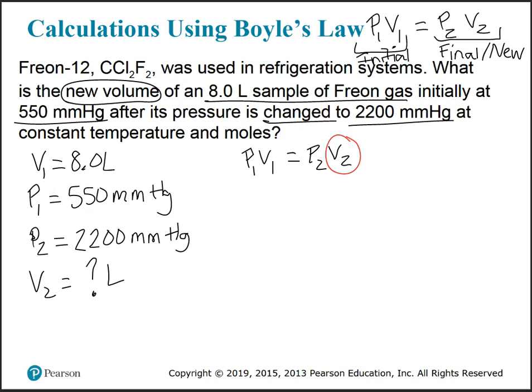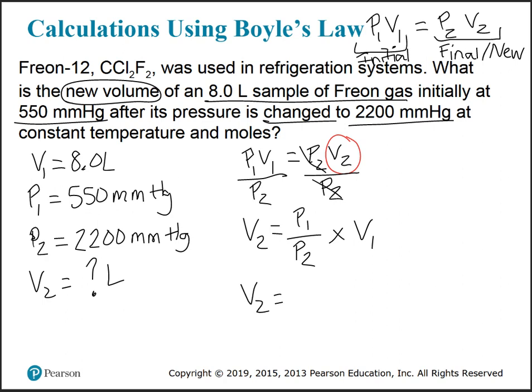Now I divide to isolate V2 from everything else. So I divide by P2 on both sides. And with some rearranging, what I get is V2 is equal to P1 over P2 times V1. Now the reason why I broke it out that way is because the pressure will cancel out so that you're left with liters or whatever your volume is. So it's easier to see that.